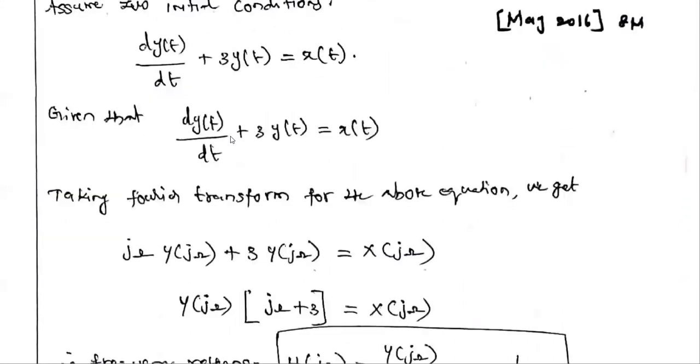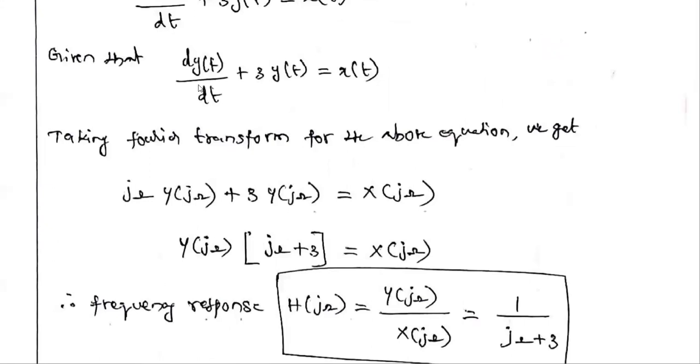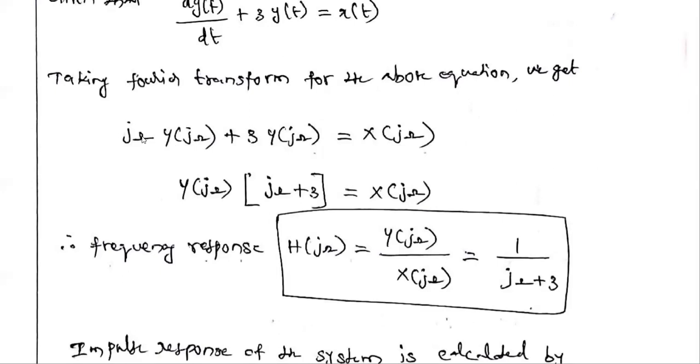So what is the procedure? First you write down the system equation. It's a first order system, since dy of t, the differentiation, is to the power 1. For this first order equation, we have to take the Fourier transform. What's the Fourier transform of dy of t divided by dt? J omega into Y of j omega plus 3 into the Fourier transform of y of t, capital Y of j omega, equal to the Fourier transform of x of t, which is X of j omega. Now in these two terms, take Y of j omega as common. So Y of j omega into j omega plus 3 equals X of j omega.